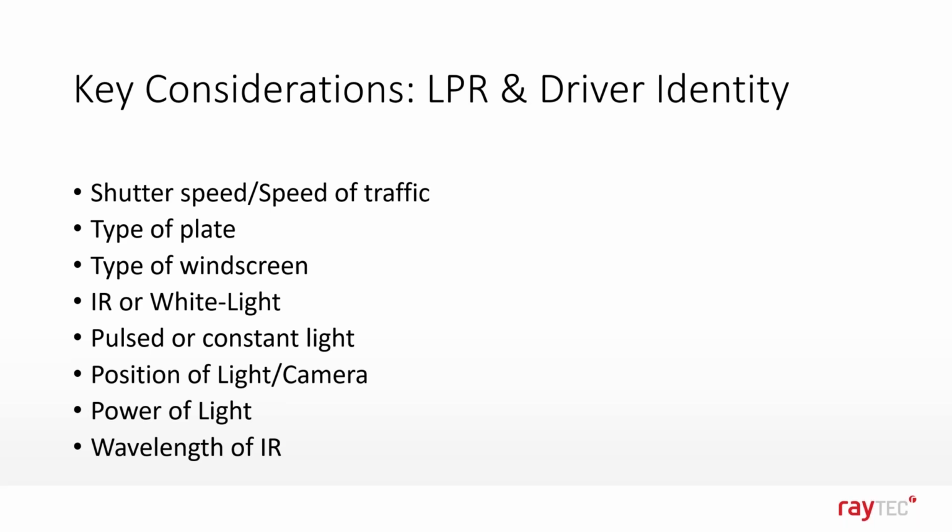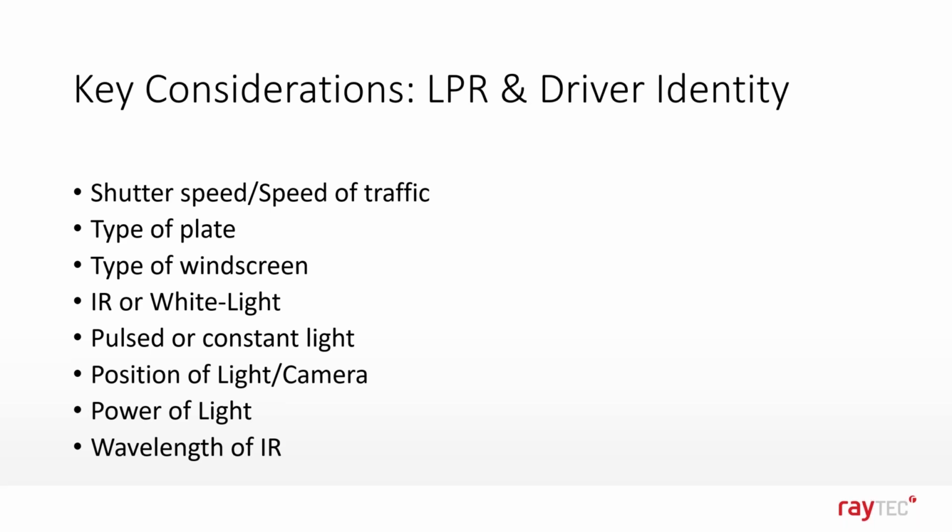Infrared or white light, again, similar to standard surveillance. And also whether it's pulsed or constant light. Pulse lighting has benefits because it's not on all the time, it's pulsing very fast. You can have it at 3 to 4 times the normal power of constant light, but it requires specialist cameras which allow the light to synchronize with the shutter speed of the camera.